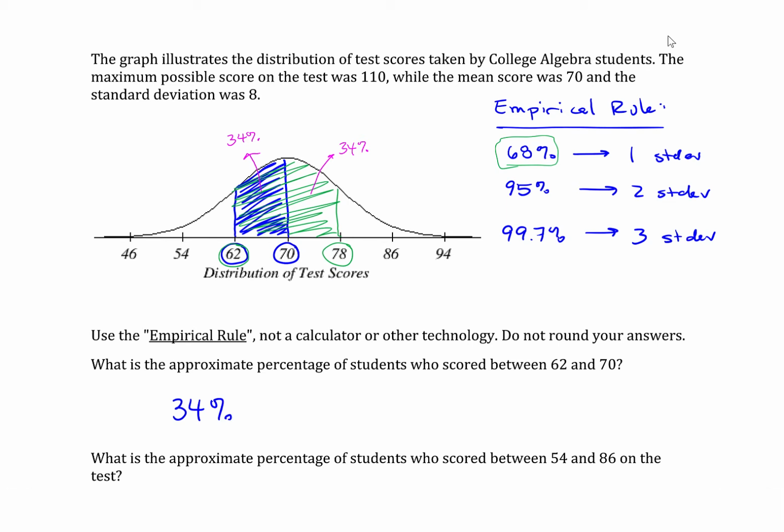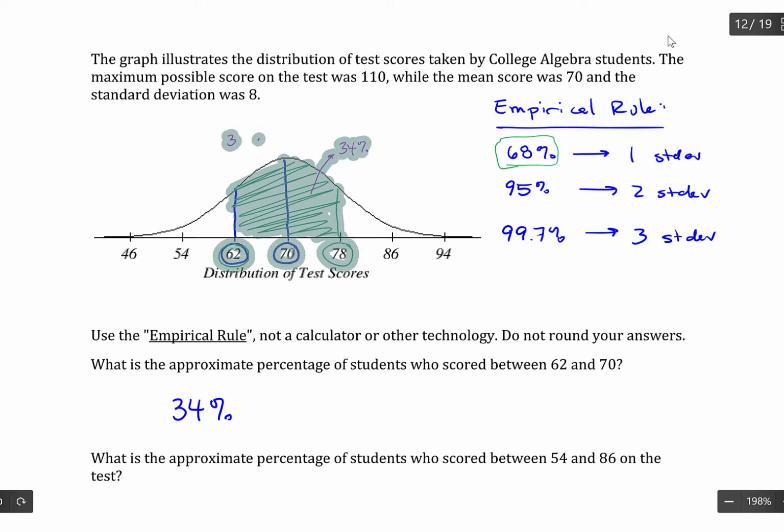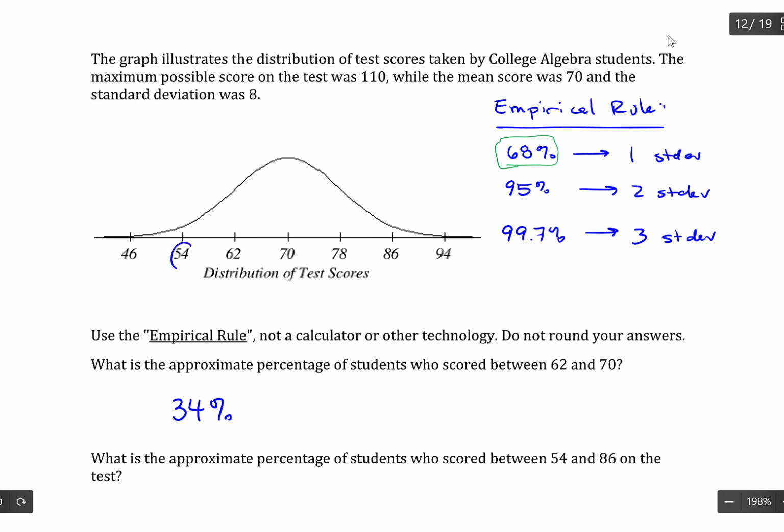All right, what is the approximate percentage of students who scored between 54 and 86? All right, well, let's take a look at where those values are on the scale. So let me get rid of all this that I've drawn in. All right, here's 54, and here's 86.